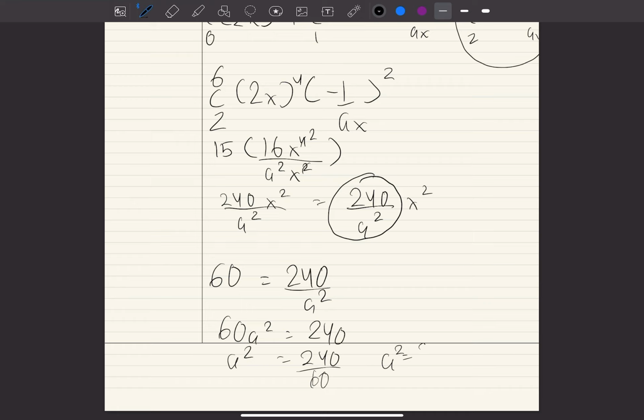So a squared equals 24 over 6. So a squared equals 4. We can square root it. So a will be equal to 2.